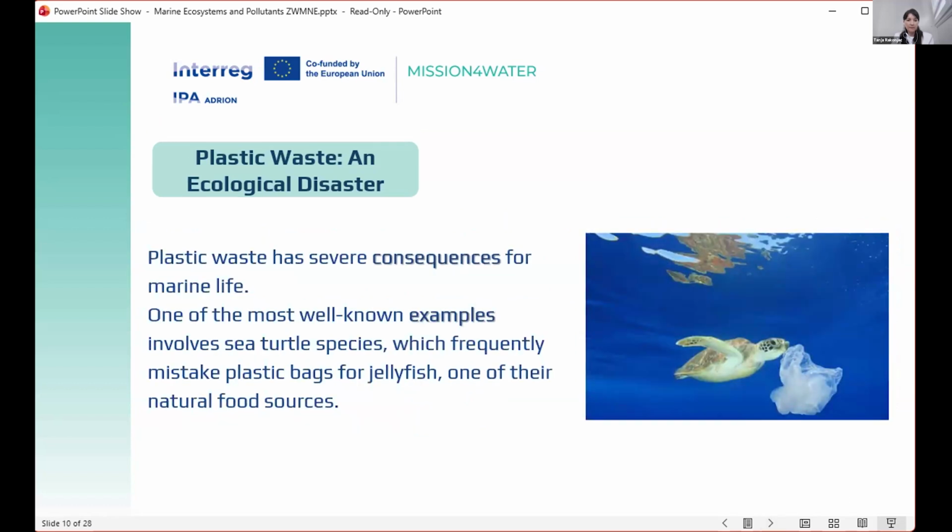Plastic waste has several consequences for marine life. Fish, seabirds, and sea animals like whales and dolphins often eat plastic and get stuck in it. One of the most well-known examples involves sea turtle species, which frequently mistake plastic bags for jellyfish and eat them, because one of their natural food sources is actually jellyfish. After eating plastics, it can block the digestive system, which can cause serious health problems or even death.